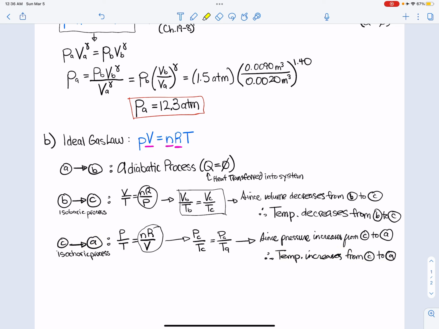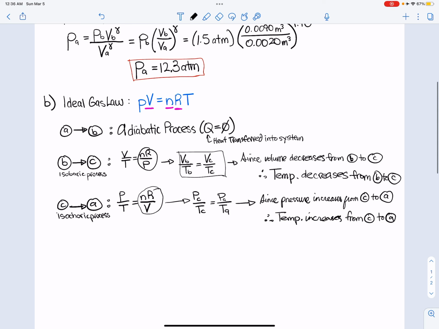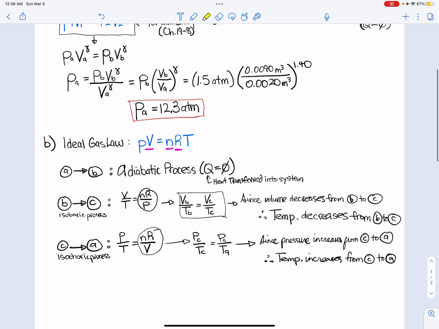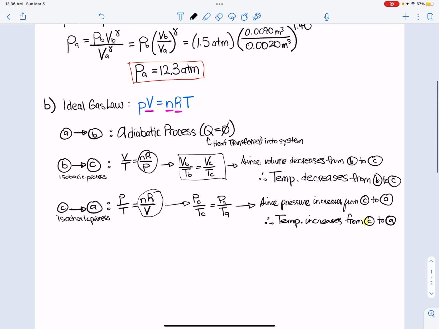So I'm going to use that information to answer part B. Again, what is part B? How much heat enters this gas per cycle, and where does it happen? Well, it happens from state C to state A in that process. So I'll answer that for part B right now.